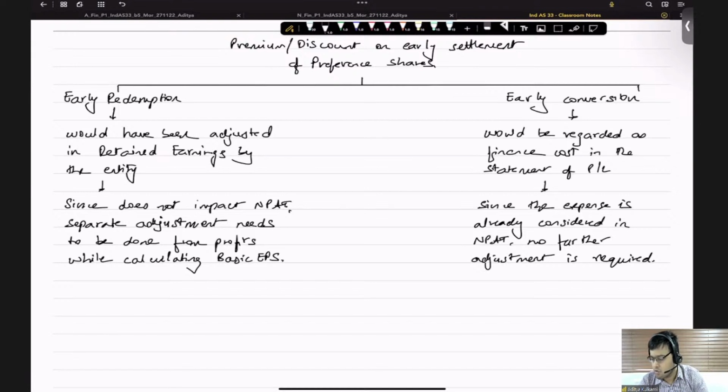All right. So this is how it will be treated. But ideally, the treatment should be based on whether your preference share is a liability or an equity. Depending on that, premium on redemption or conversion would be a finance cost or adjusted through retained earnings. But this is how the institute has done. So we stick to this. Let us see if anything comes up, then we can amend it later. As of now, you stick to this because this is how the questions are done.